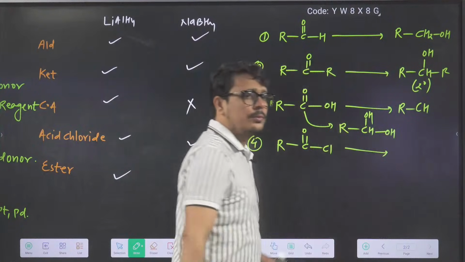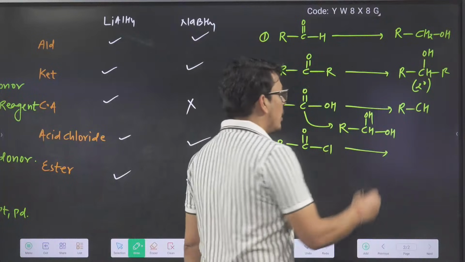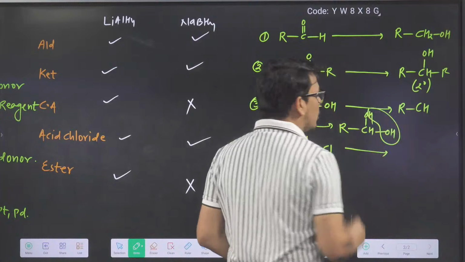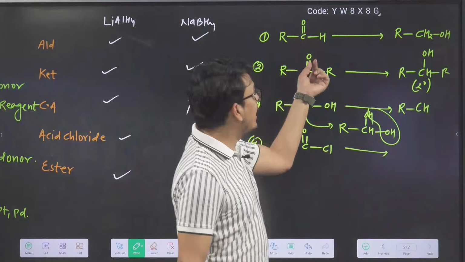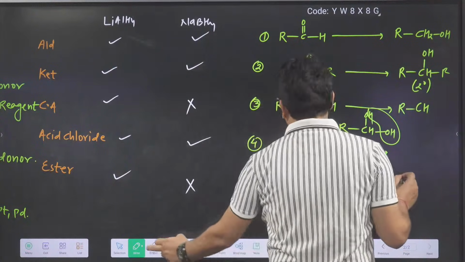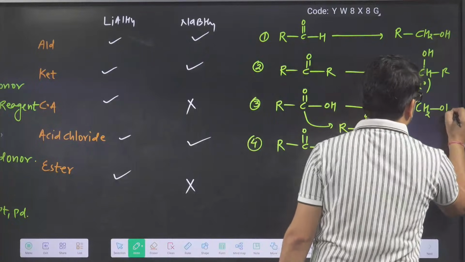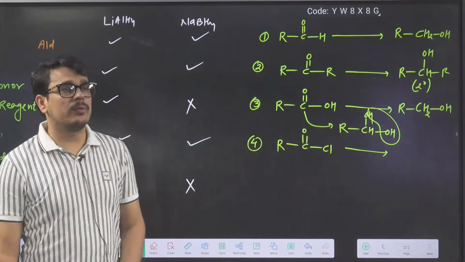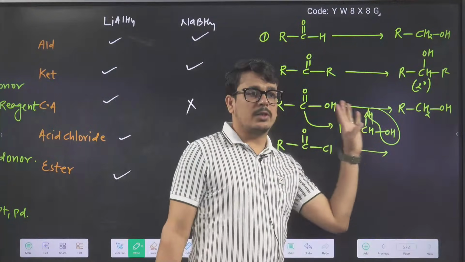Can I say like this? Yes or no? But this is again unstable. So from this one, what do we have to remove here? H2 molecule. So basically this is again converted to aldehyde, and the aldehyde is further reduced to 1 degree alcohol, or not? So the final product of the reaction will be 1 degree alcohol. Again, I am saying this is not the mechanism of this reaction.